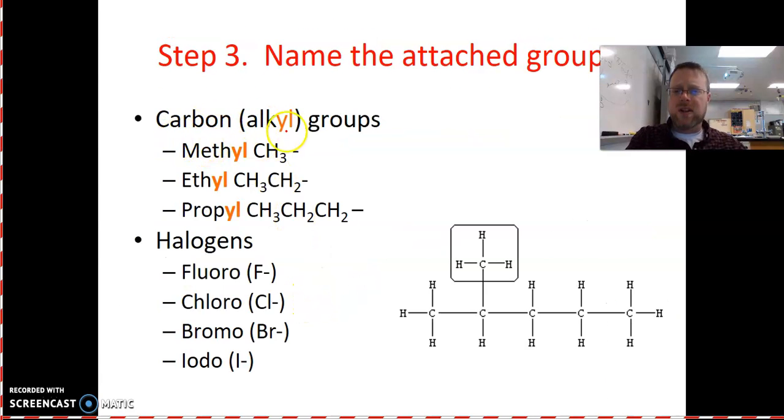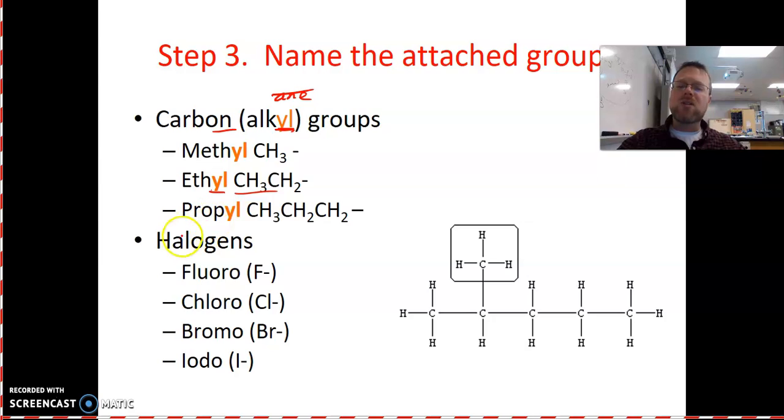The kinds of attachments, if they are carbon attachments, basically you're going to change your ane ending that would have been on a hydrocarbon, like methane for 1 carbon, ethane for 2 carbons, and just change that ane ending to an yl ending for however many carbons big your attachment is. And so if I have an attachment that's 2 carbons big, then the 2-carbon hydrocarbon would be called ethane. We're going to change that to an ethyl attachment, just like an old lady, Ethel.